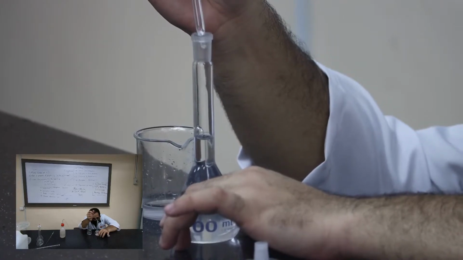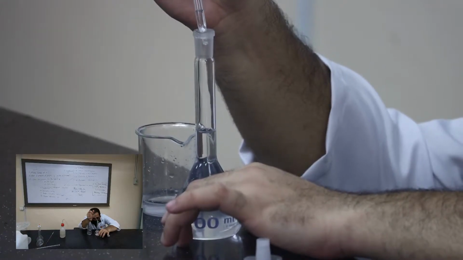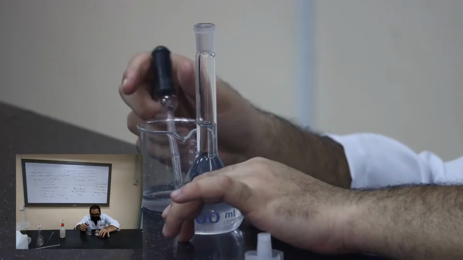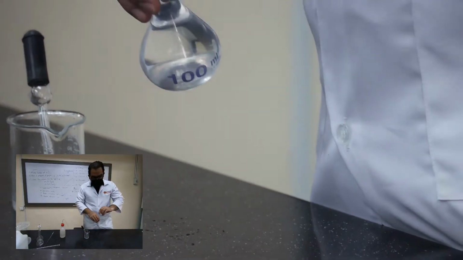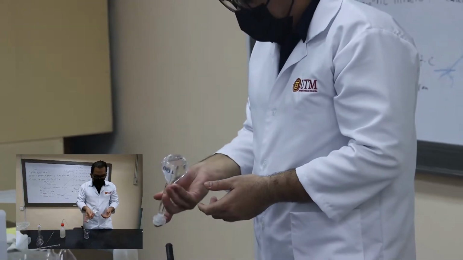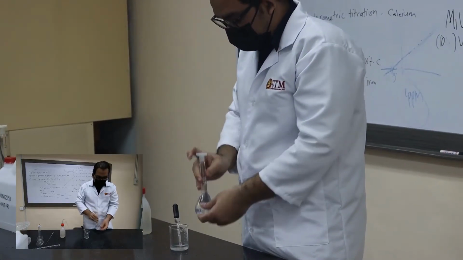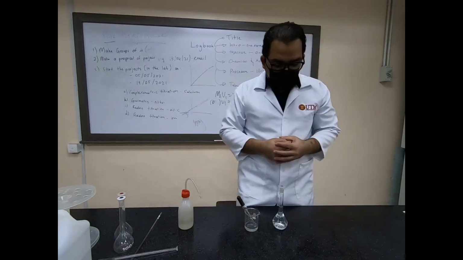Now, I think we got it. Just a little bit, one more drop to go. Yeah, that's it. Fantastic. Now, put up the cap and make sure that you mix the solution by flipping this up and down several times to make sure of the homogeneity of the solution prepared. Now you have the 1000 ppm stock solution.